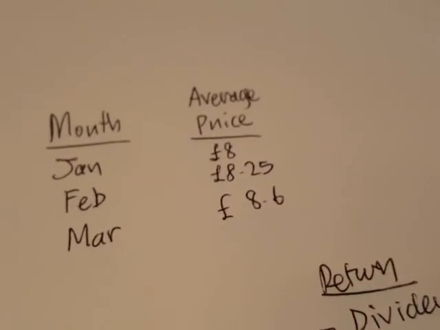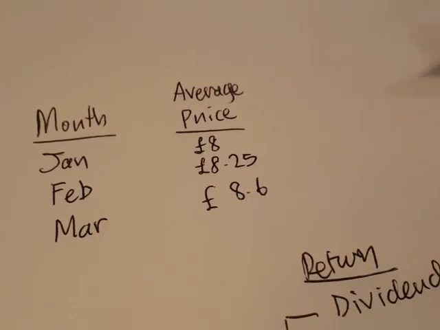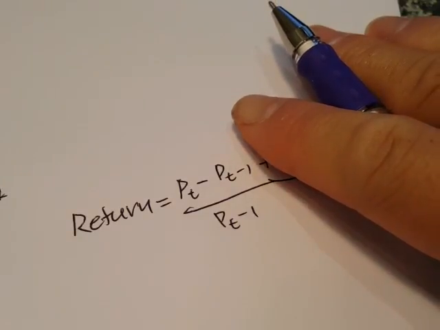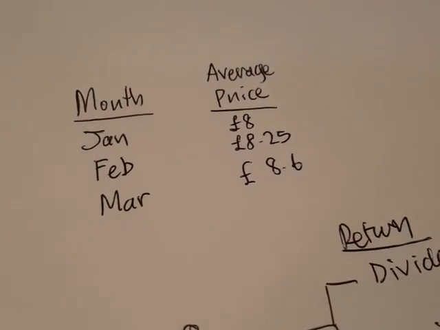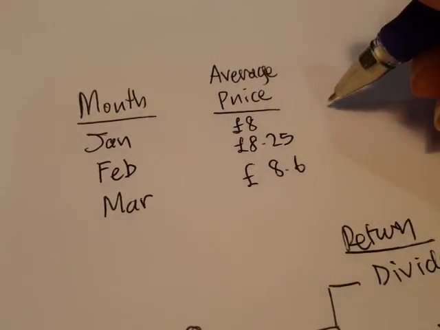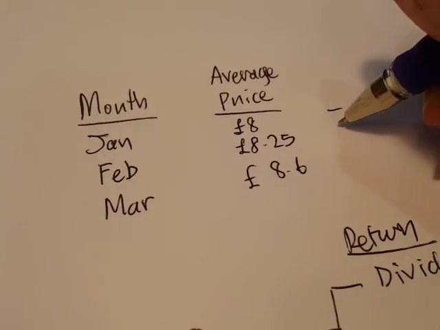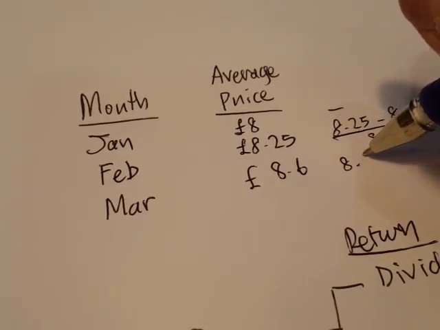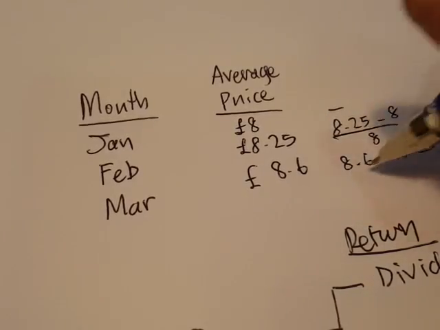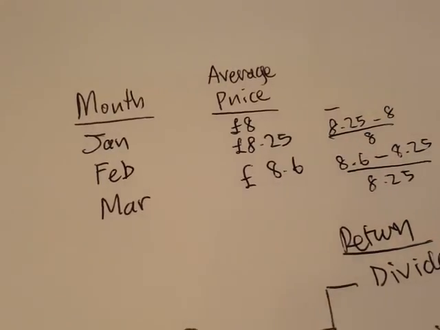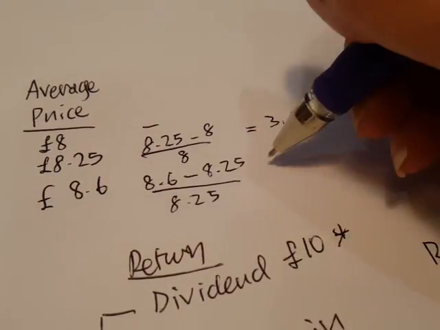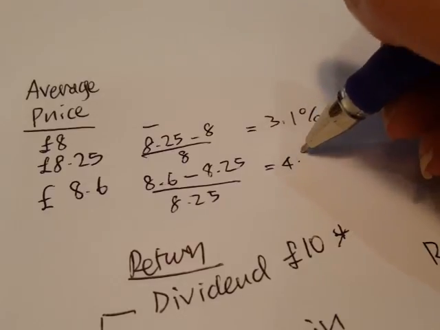So if we look at the example here, there's no dividend, so we can just use the latest price minus the earlier price, divided by the earlier price. In this case, for January, there's no earlier price. For February, it will be 8.25 minus 8 over 8. Here it will be 8.6 minus 8.25 over 8.25. This will give you 3.1%, and this will give you 4.2%.